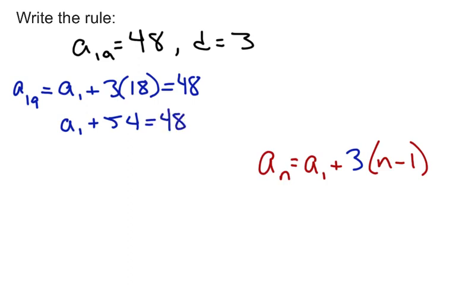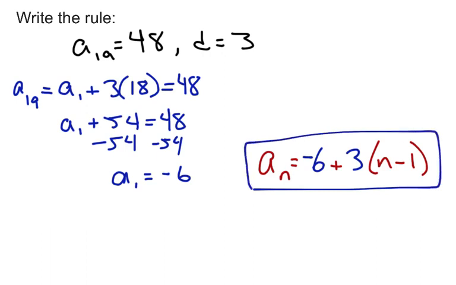Subtract 54 from both sides, and A1 equals negative 6. So we can go over here, and A1 is equal to negative 6. And there's our formula.